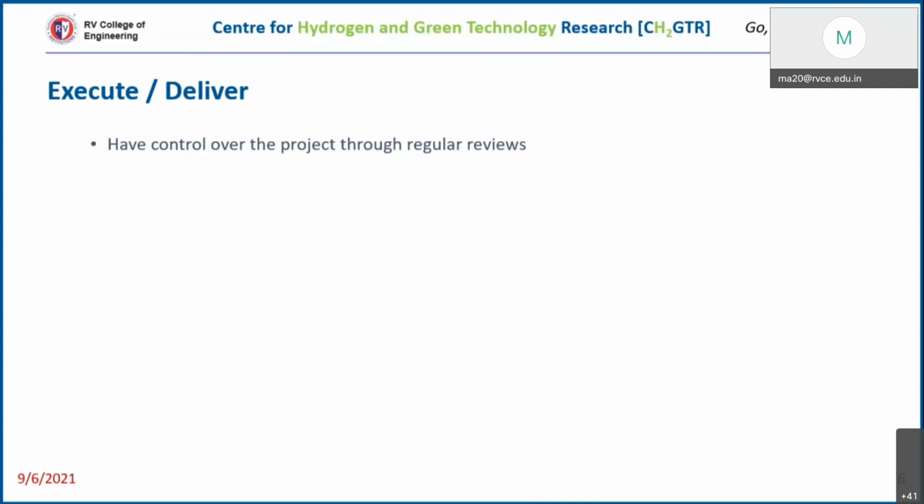So at regular intervals, you should review the project. So what was planned? Am I going according to that plan? What is the deviation? What is the reason for the deviation? If there is a deviation, you should come back and try to go according to the plan that you planned initially. Okay, so having control over the project through regular reviews is very important.